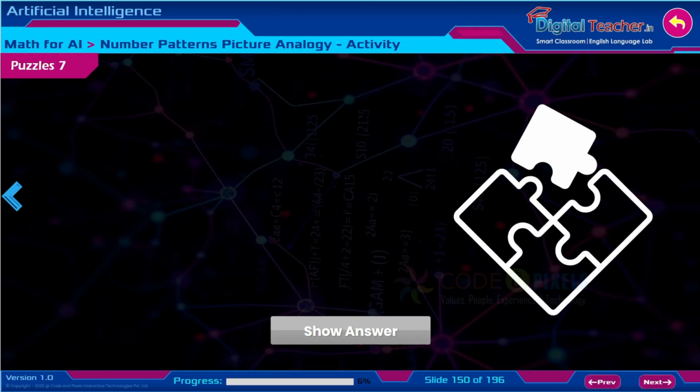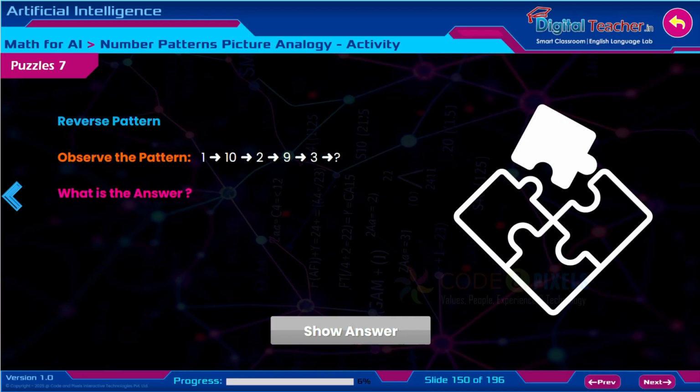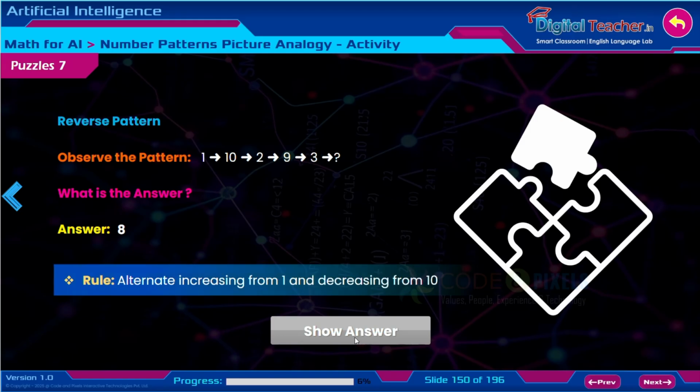Puzzle 7. Reverse pattern. Observe the pattern. What is the answer? Rule for this pattern is.